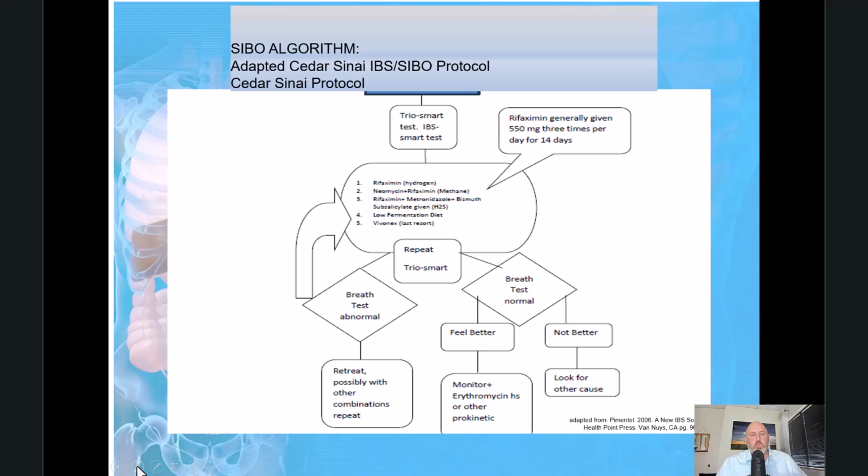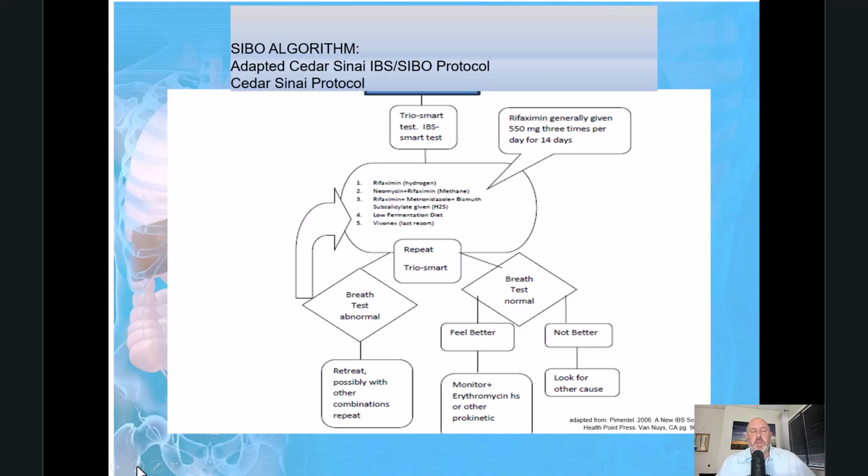Treatment. There have been some main protocols developed. I'd say Cedars-Sinai is one of the forefronts of developing some SIBO protocols. After testing positive, they'll most commonly use an antibiotic called rifaximin, brand name Xifaxan, for 14 days, 3 times a day. And then after a period of 4 weeks, repeating the test. If the test is abnormal again, they do consider retreating or trying other combinations of treatments.